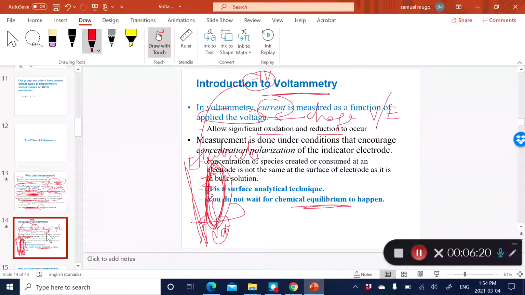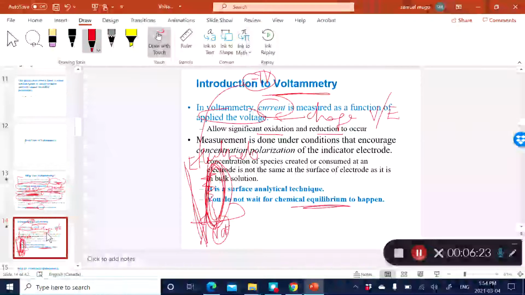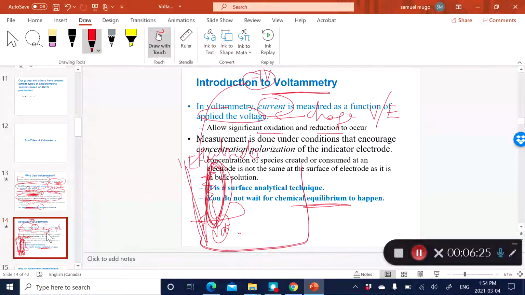And that causes charge, or rather concentration polarization, because in these other regions away from the electrode I've got a different concentration, and there will be a very high concentration, for example, of the analyte that is touching the surface of the electrode. And that is what concentration gradient or polarization means in the case of voltammetry.